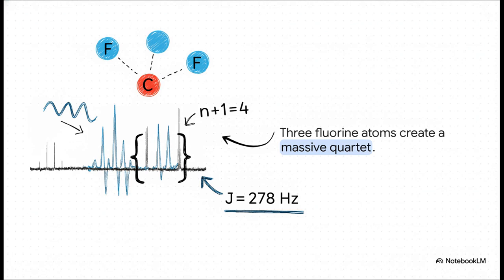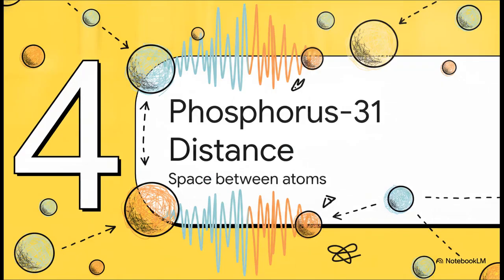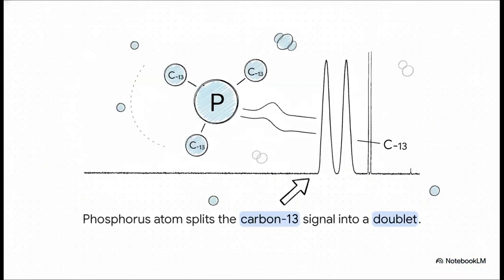Moving into section 4, phosphorus-31, distance and the space between atoms. Okay, so here we have the spectrum for tetramethylphosphonium chloride. Just like fluorine, phosphorus 31 has a nuclear spin of 1/2. This means a single adjacent phosphorus atom is going to split the carbon-13 signal into a doublet. See this one-bond coupling sitting around 12 ppm? The phosphorus splits the carbon signal into a doublet separated by roughly 56.1 Hz.